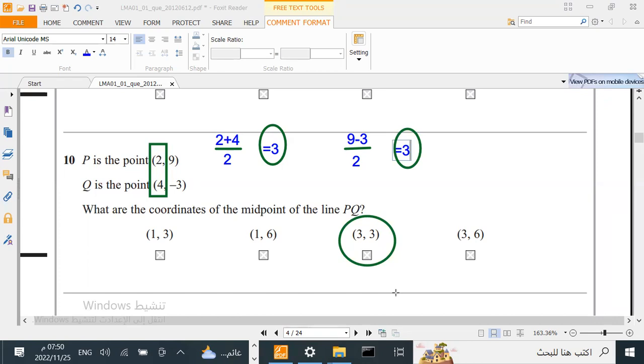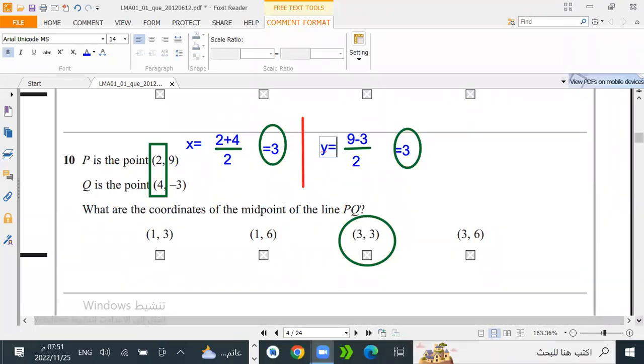Easy. So we got the x and the y for each one of them. This is the x and this is the y. Good. You understand the idea? Yeah. Very good. Now we still have 2 minutes. Let's see the next question.